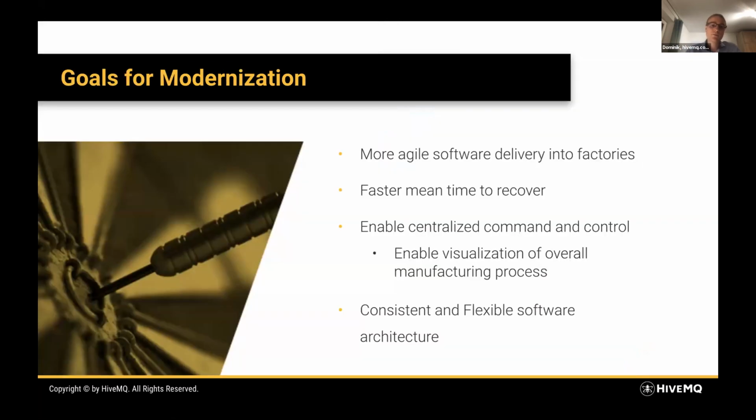Downtime always costs money. So the goal for modernization is very often more agile software delivery into factories. This also means a faster mean time to recovery. It's about enabling centralized command and control, enabling visualization of the overall manufacturing process, and consistent and flexible software architecture.